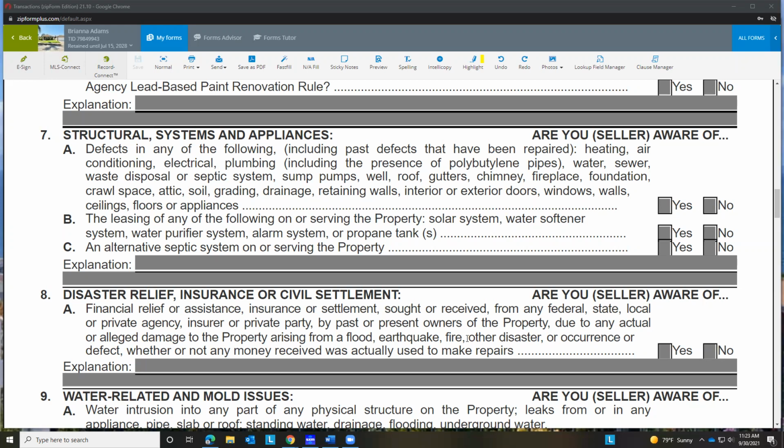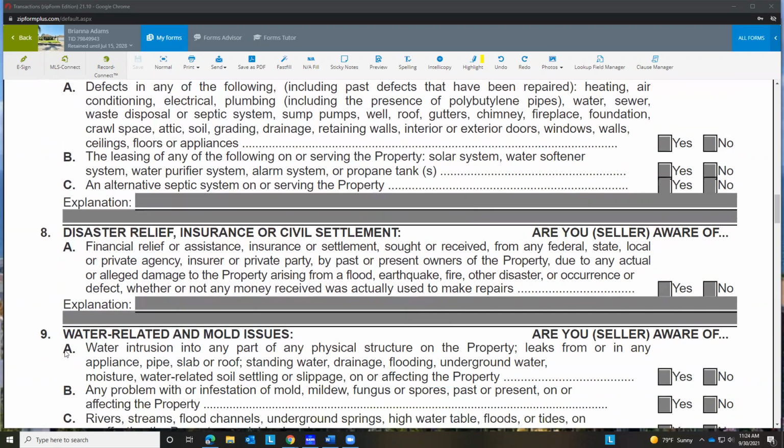So that Alquist-Priolo earthquake that happened in the valley, most of those homes will be answering yes to this. Any of the homes that have had a flood would be answering yes to this. The homes in Irvine that were affected by the fires would be answering yes to this. And they would be explaining it.